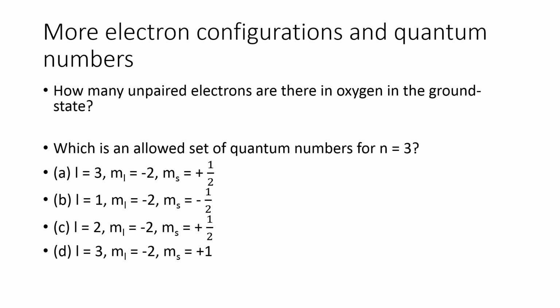Hopefully you tried to solve these 2 on your own first. Let's try this one. How many unpaired electrons are there in oxygen in the ground state?